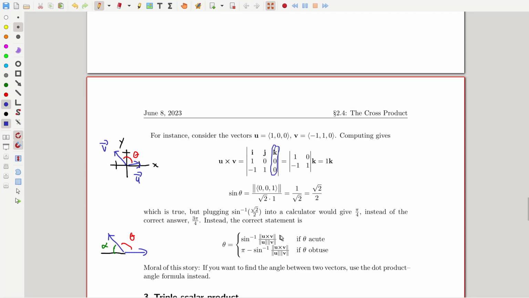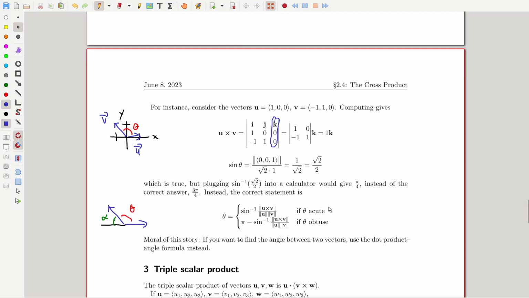So you end up needing to break it up into cases based on whether the angle is acute or obtuse, which would require some visual intuition about how these vectors appear in space. Which means that this formula is perhaps not that useful. It would be much easier to use the dot product angle formula if you have this type of question of, like, given two vectors, what is the angle between the two? Just use the dot product formula instead.